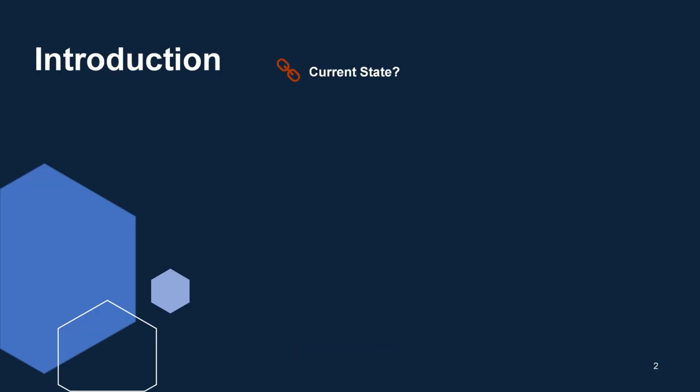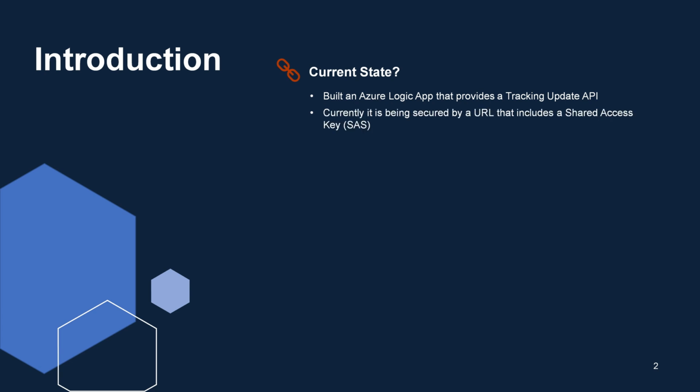Let's firstly look at our current state. So we've built an Azure Logic app, and that app provides a tracking update API. Currently, this Logic app is being secured using a shared access key, also known as SAS. SAS keys are limited and they are part of the URL, so they're parameters as part of that URL, and they're not really meant to be shared with multiple clients or users.